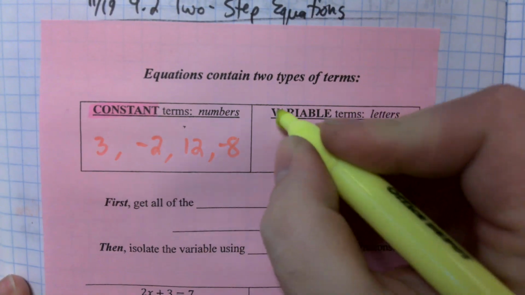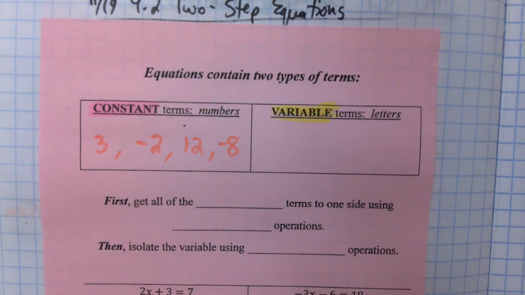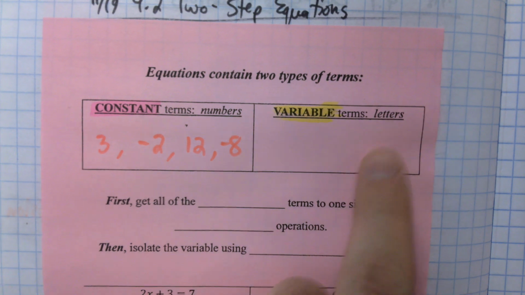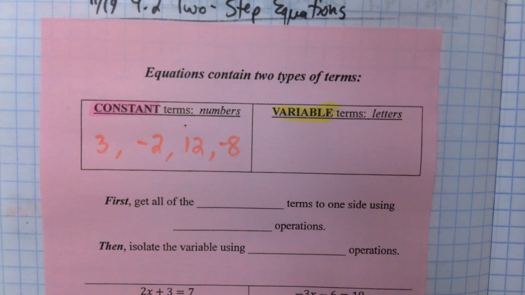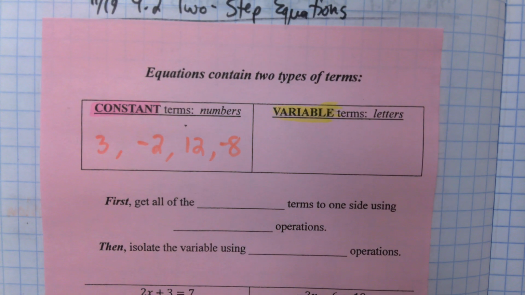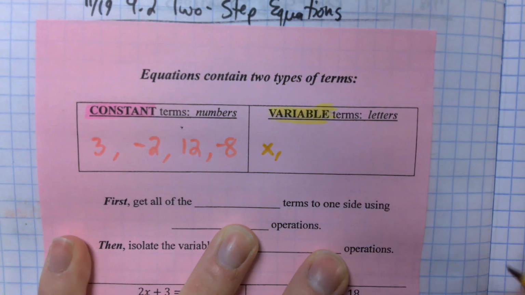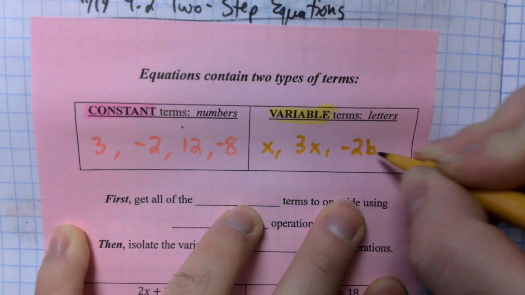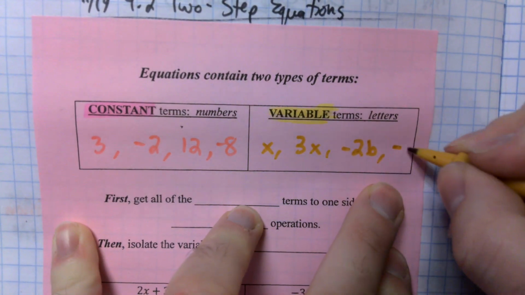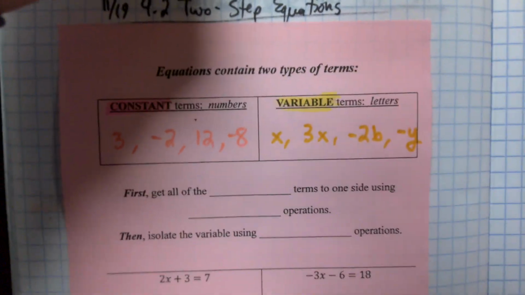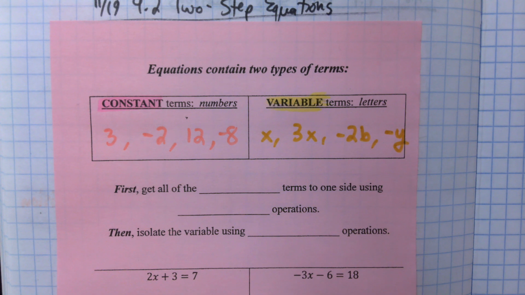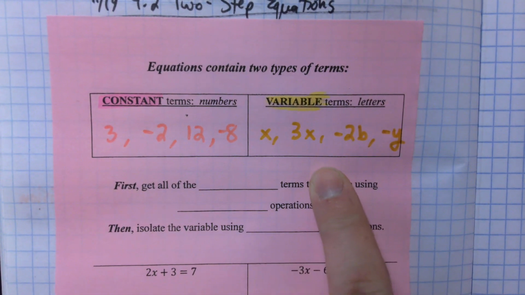That's right. But then we have something called a variable term. In math, what does a variable look like? Yeah, Vanessa. A letter. Exactly right. My variable terms are letters. Could be x, could be 3x, could be something like -2b or -y. Should be pretty easy for us to tell the difference between these terms. One of them is just a number. The other term is a letter.